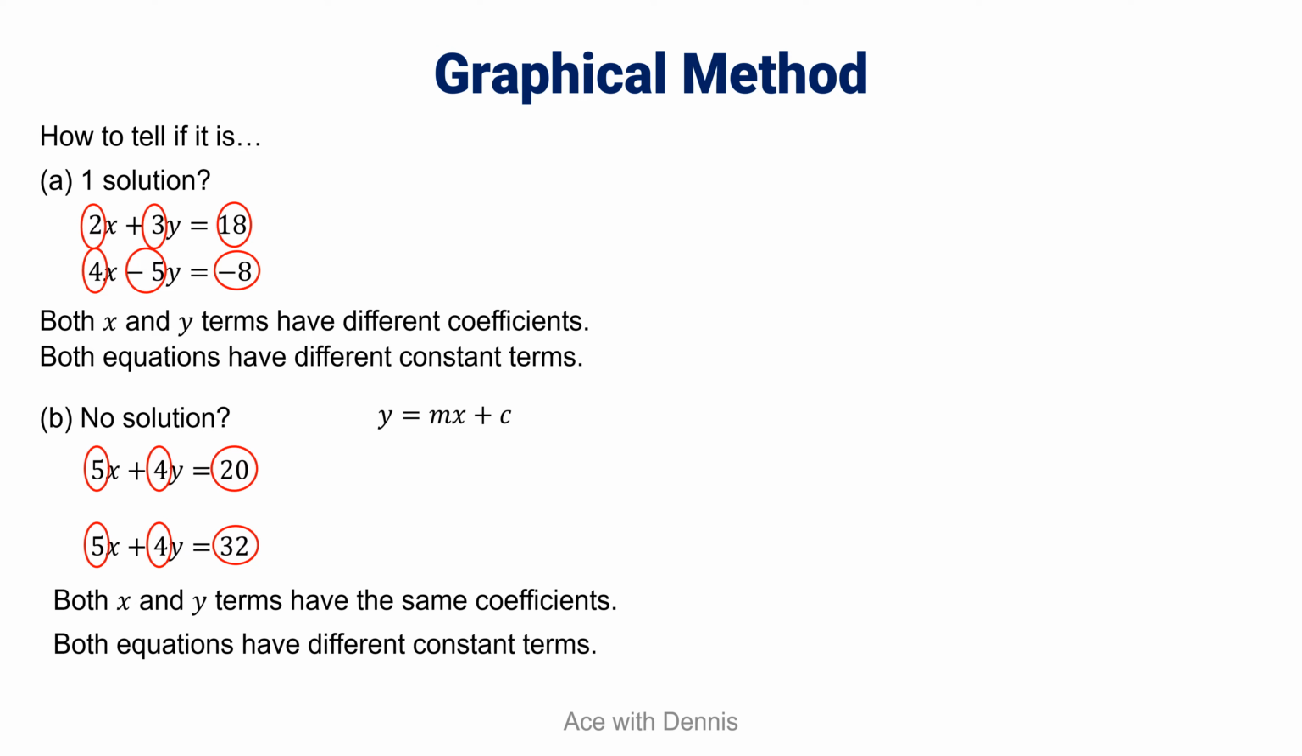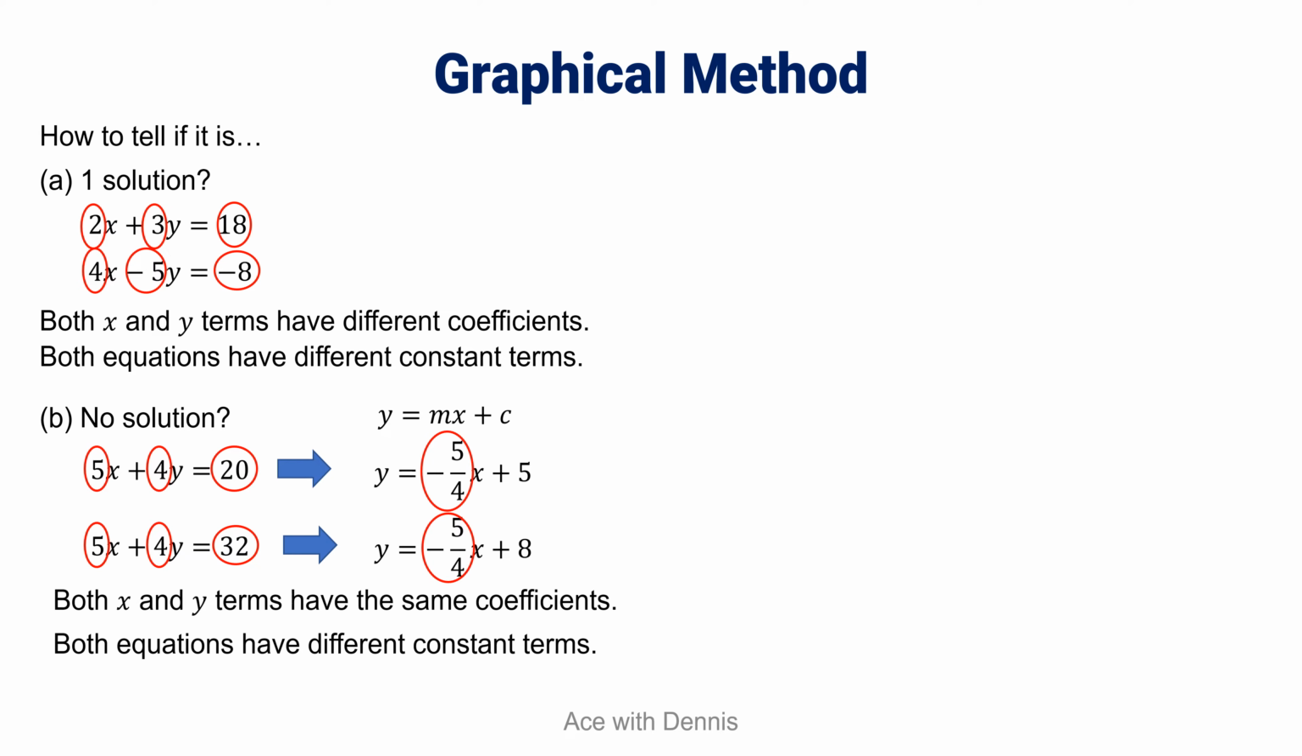Okay, so from here, we know that y equals mx plus c, which we learn from the coordinate geometry chapter. So let's rearrange the equation in this form. For the first equation, we have y equals -5 over 4 x plus 5. And the second equation, y equals -5 over 4 x plus 8.